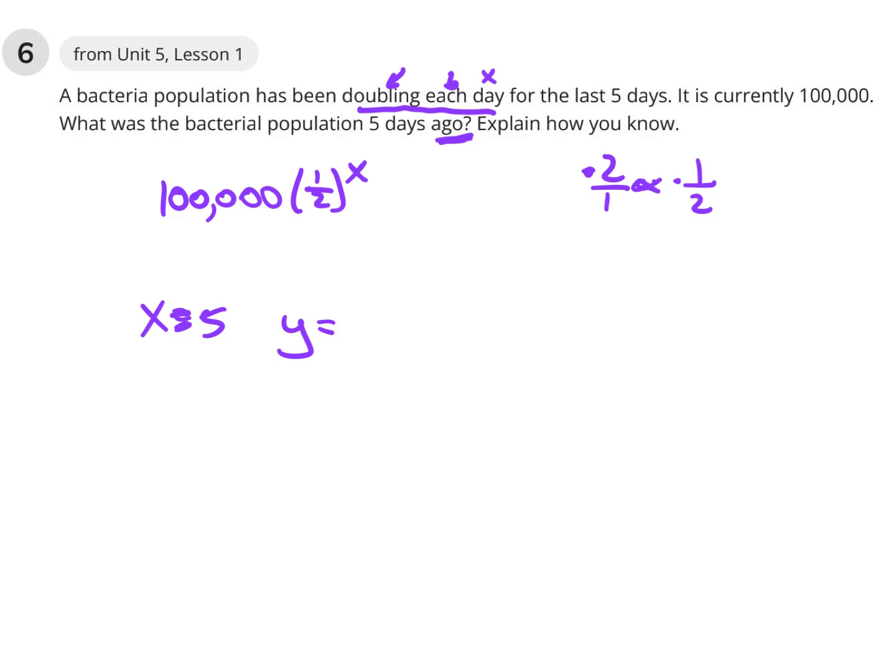When X is 5, Y is 31.25. Wait, what is that? Is that point? No, that's not 0.25. I'm sorry. That's 31.25. And you're going to do the same thing when you put these numbers into the calculator. You should get the same thing.